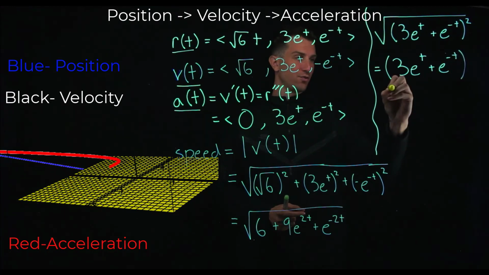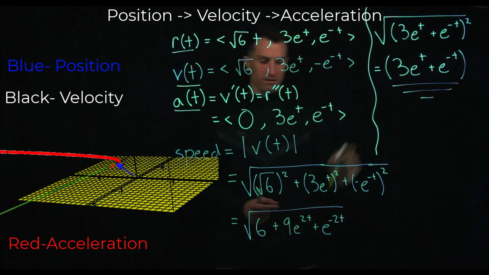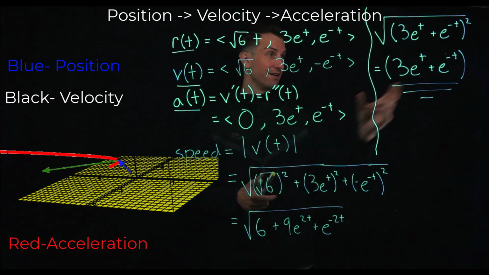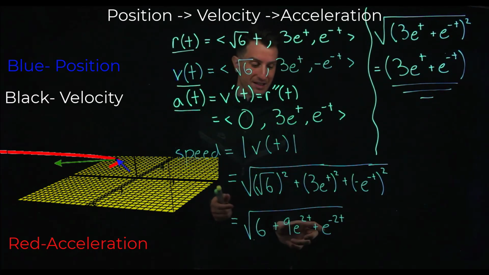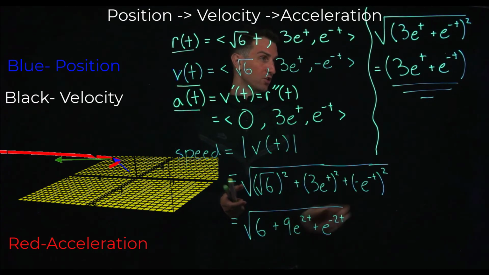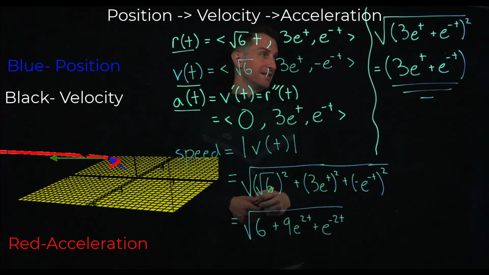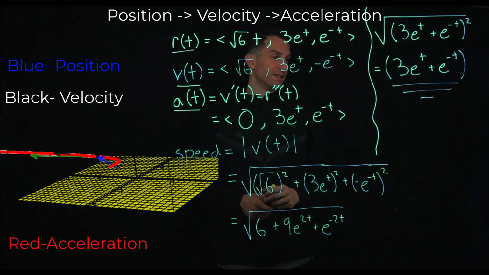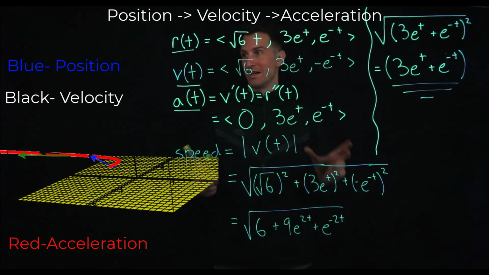Now again, this first one is a fine, acceptable answer. If you wanted to break it down even more, we can see that this is kind of like a perfect square. So we can simplify and get rid of the square root and the square, and we end up with 3e to the t plus e to the negative t. All right, so that is our last example.